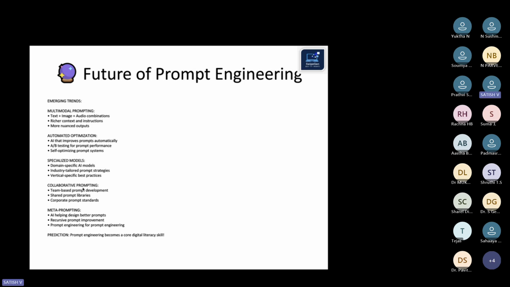Next, you can see here collaborative prompting. So team-based prompt development, shared prompt libraries. As I told you, you can create one common group. You can discuss what prompt works for you in making the assignments or quizzes, so that you can share it commonly. Next, meta prompting. Meta prompting means AI will help you design better prompts. You write a prompt, and you can ask the AI itself to make that prompt better. So that is also possible. All these are a few of the tricks.